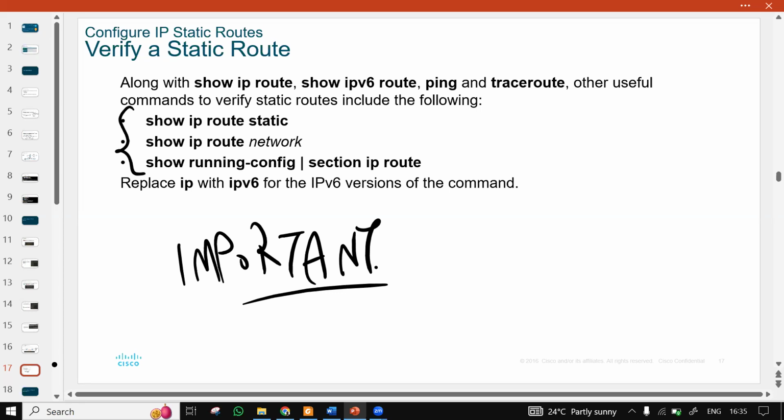Show IP route, to see the complete routing table. Show IP route static shows us which static routes are configured. I'm sure we can change to connected here, to show routes in our table that are directly connected, etc. Right. So show IP route network shows you the specific network and the routes which can be identified that lead to this specific network. Right.